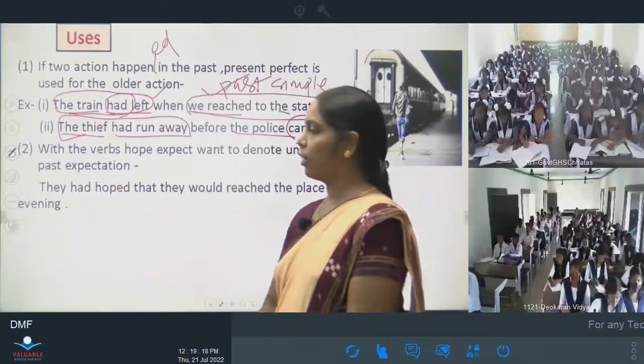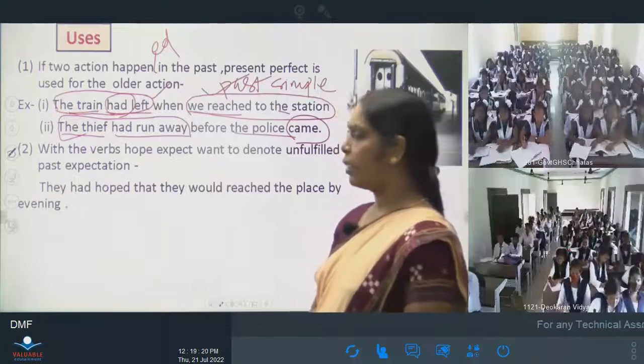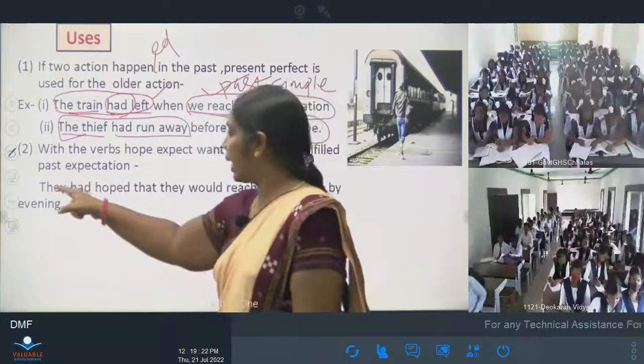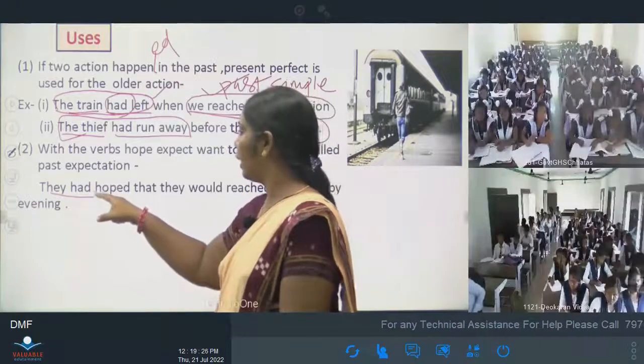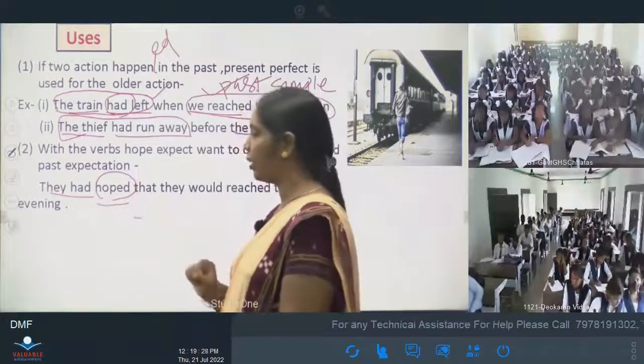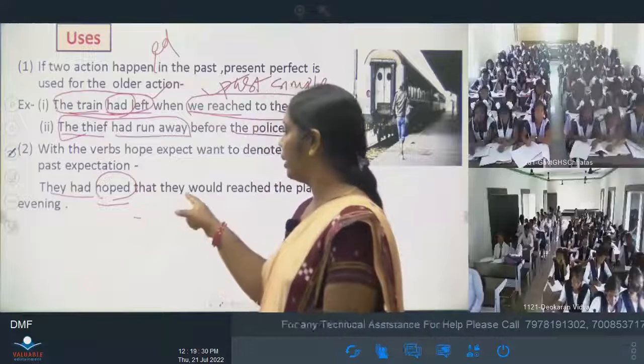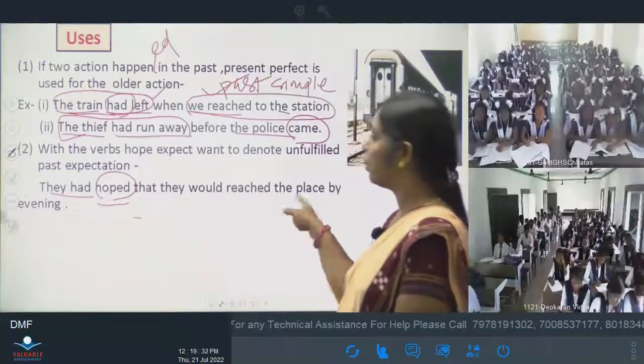Look at the example, you will get clear. They had hoped that they would reach the place by evening.